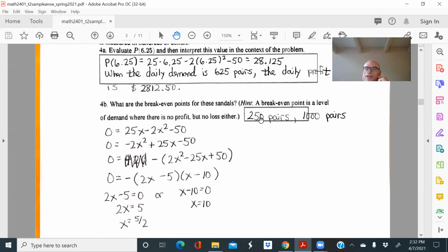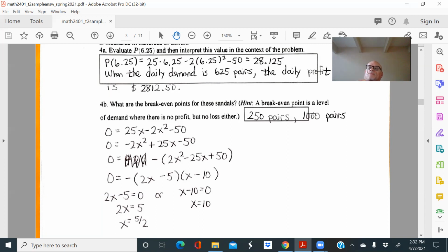So why has he gotten to break even at 250 pairs, but then he's also break even at a larger amount of sales, right? Why has he gone back to break even?